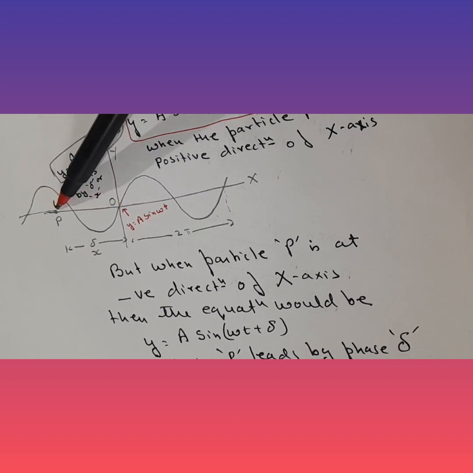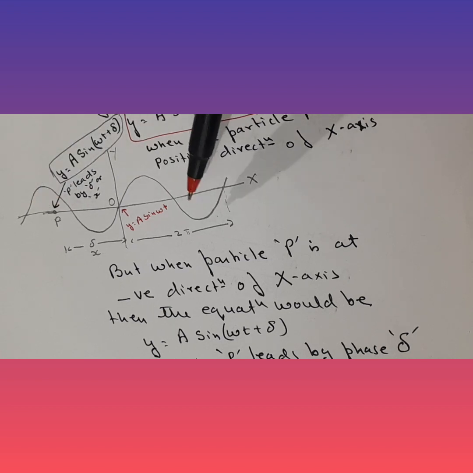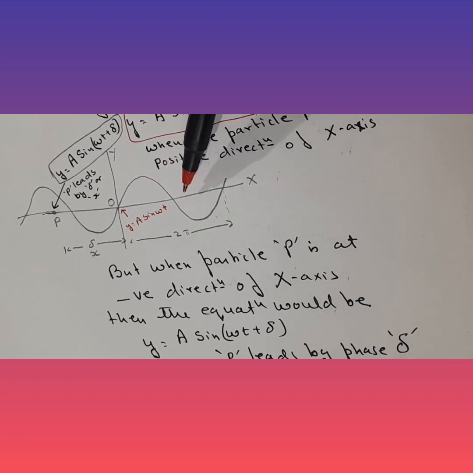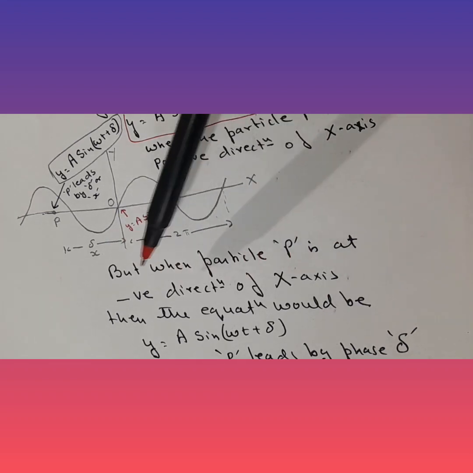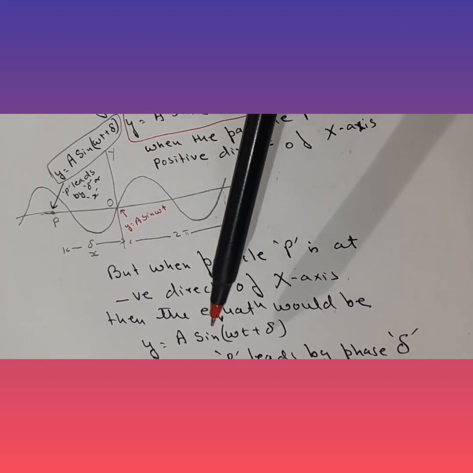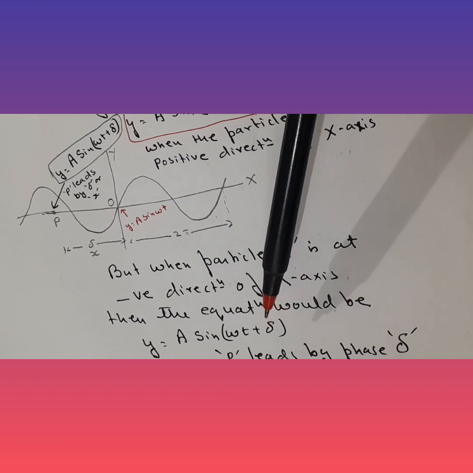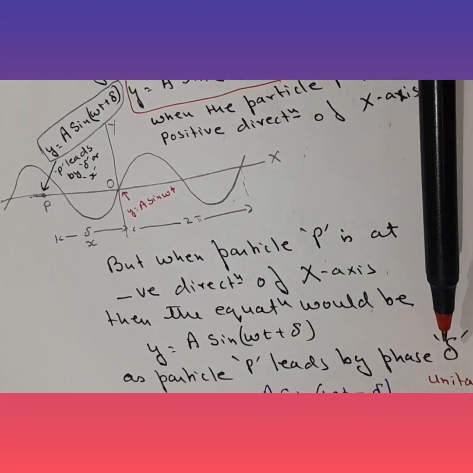So whenever particle P is in the negative direction of the x-axis, the equation has plus delta, plus phase, because it's leading. Whenever the particle is on this side, it would be A sin(omega t minus delta), because that particle is lagging. That's what I jotted down. But when particle P is in the negative direction of the x-axis, the equation would be y = A sin(omega t plus delta), as particle P leads by phase delta.